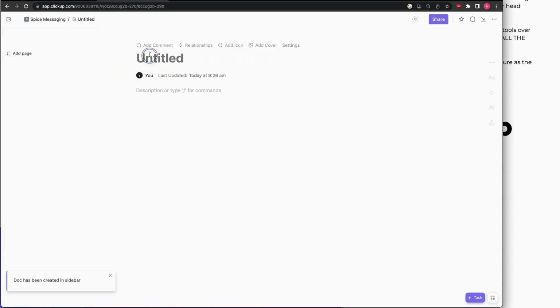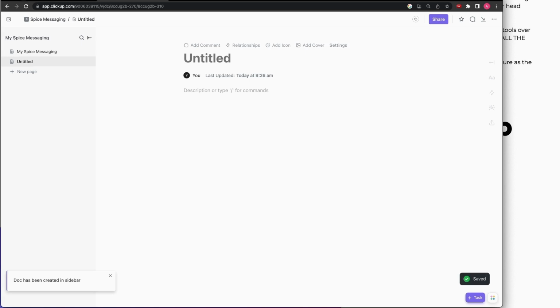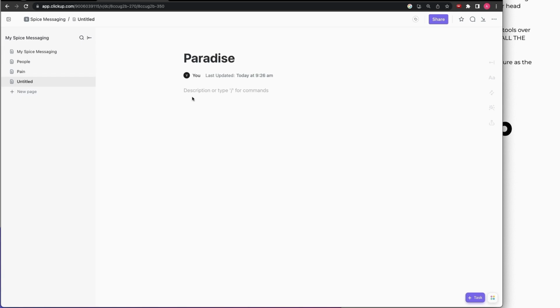And in this document, I might put my spice messaging. And then I might put in here my people. I might put in my pain. I might add my paradise. And then I can hit this plus button underneath pain, and it'll have pain of my people, right? And then I can have its own document here, just like that. You'll see this is its own separate document.